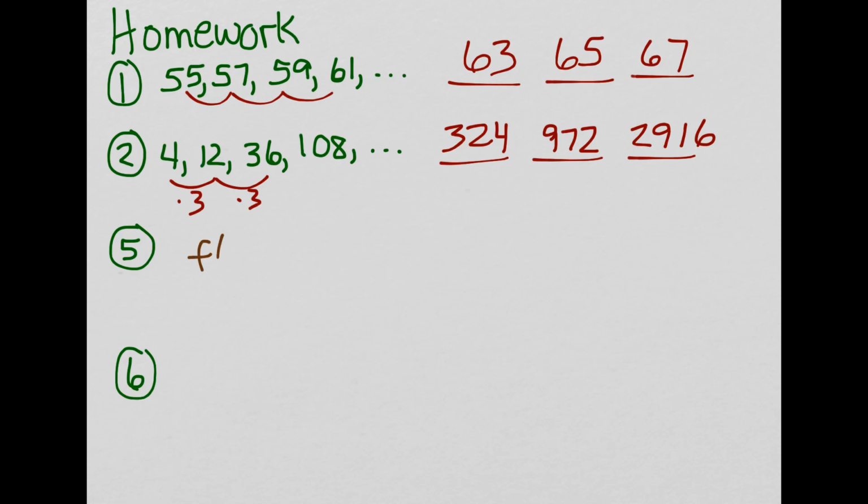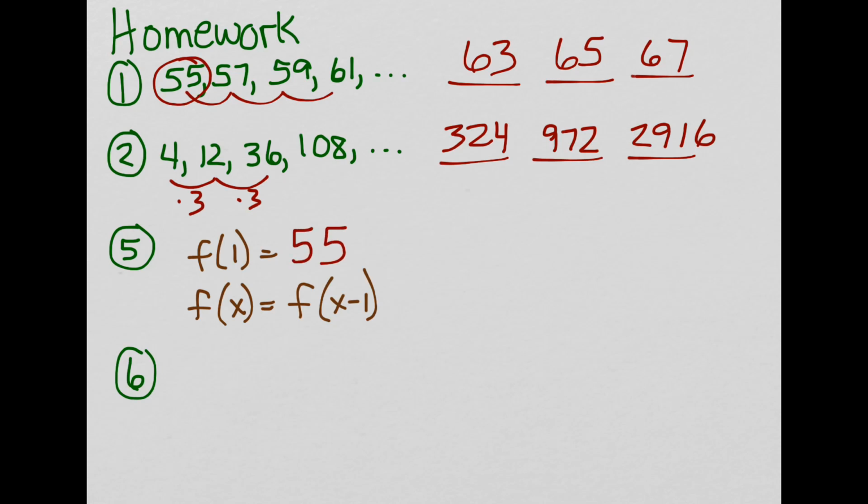So the first term of that sequence, and how do I get the next term? I take the term before and I do some kind of pattern. That's what the recursive formula is telling you to do. So the first term is 55. That's all you do there. You just fill it in, 55. And then what were we doing every time? We were adding 2 every time. So the pattern is add 2.